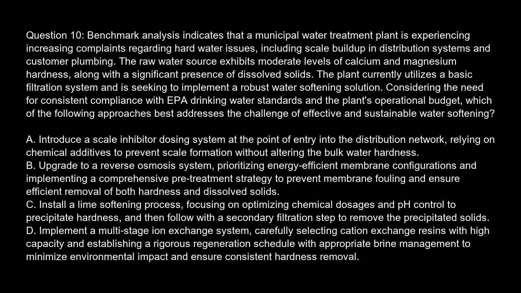Option B. Upgrade to a reverse osmosis system, prioritizing energy-efficient membrane configurations and implementing a comprehensive pretreatment strategy to prevent membrane fouling and ensure efficient removal of both hardness and dissolved solids. Option C. Install a lime softening process, focusing on optimizing chemical dosages and pH control to precipitate hardness, and then follow with a secondary filtration step to remove the precipitated solids.